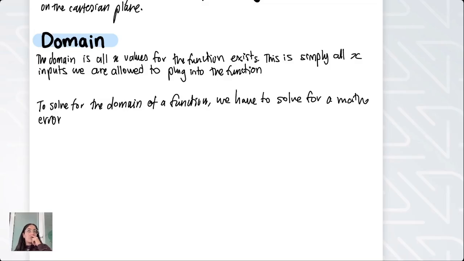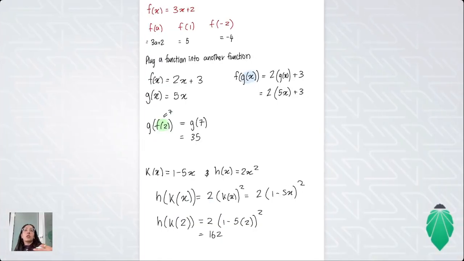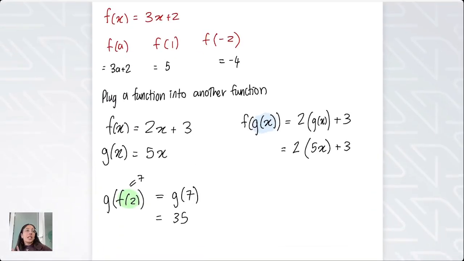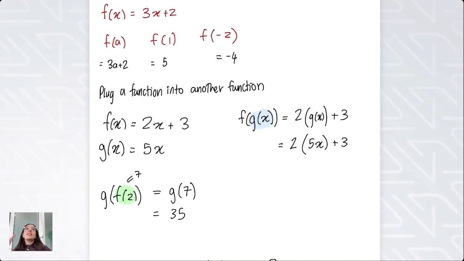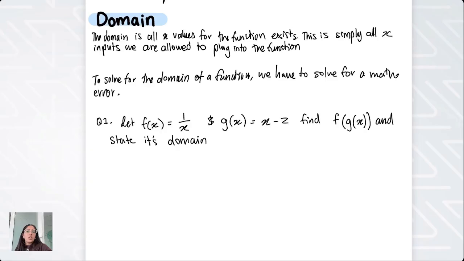Everybody understands that? So, going on from last week, I'm going to ask you guys some questions that get you to combine the composite functions, this f of g of x thing, plus then finding the domain. I'll put some questions on the screen and I want you guys to give it a go, and we'll do the first one together so you can see what I mean by solving for a math error.